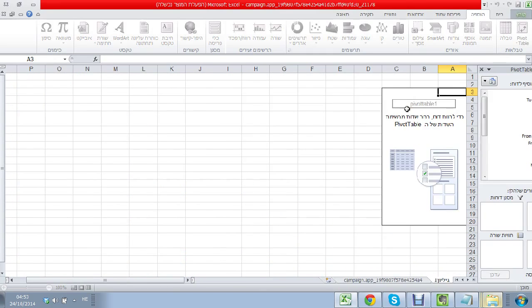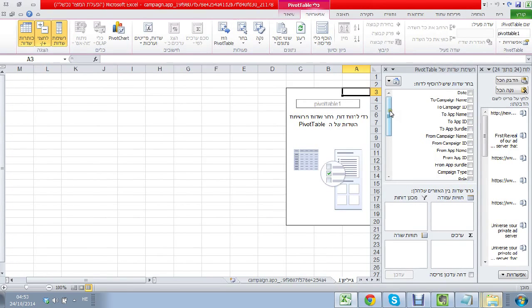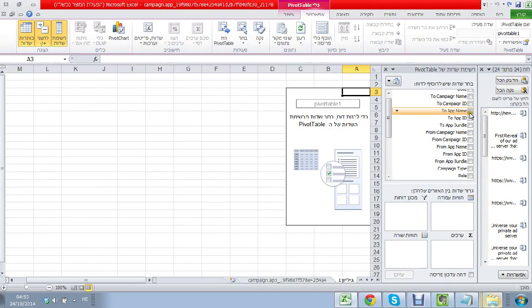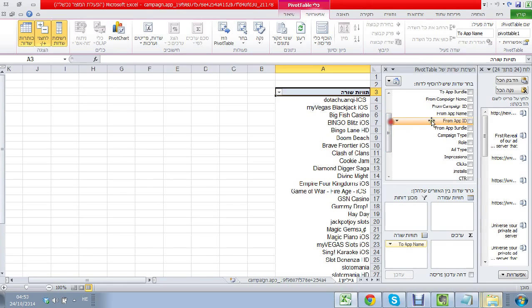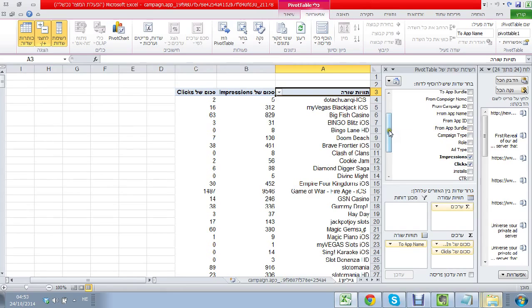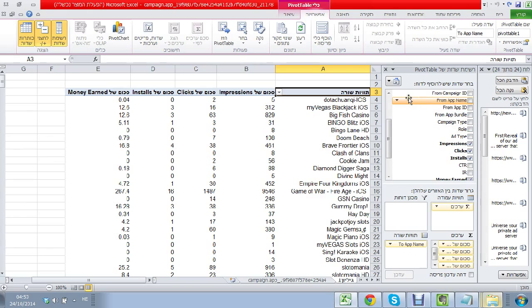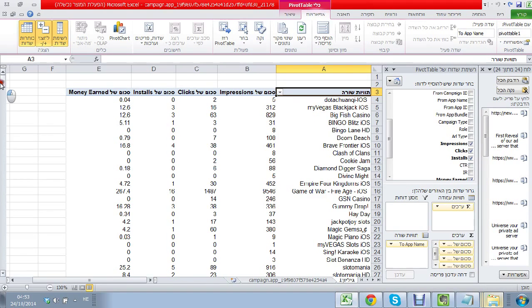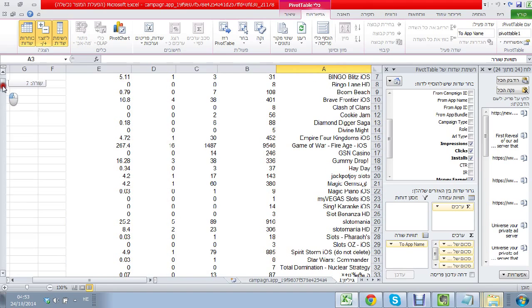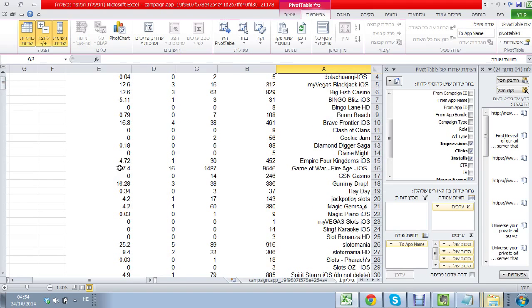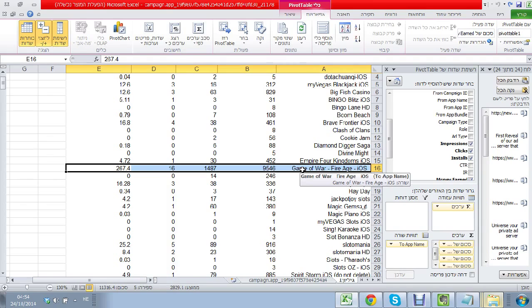Like you already saw how to filter ads, you also have a video on how to filter ads. Impressions, clicks, installs and revenue. Okay. So, let's see. Where is the biggest revenue here? Tell me if you find it. Okay, Game of War.